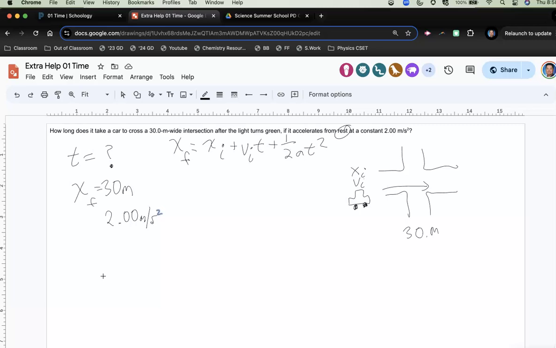Try again. You either have XI, you have T, or A. Take a guess. A is acceleration, and that's how fast the car is speeding up, and that is 2. Everyone put A equals 2. A is acceleration. Now, how do we know which is acceleration and which one is velocity? Well, acceleration will always have meters over seconds squared. Write that down if you need to remember that. Acceleration will always be in meters over seconds squared.